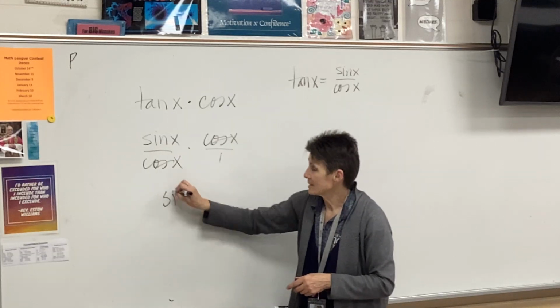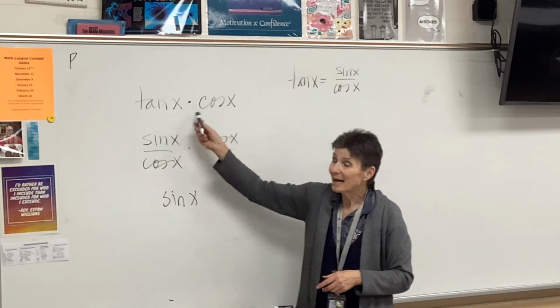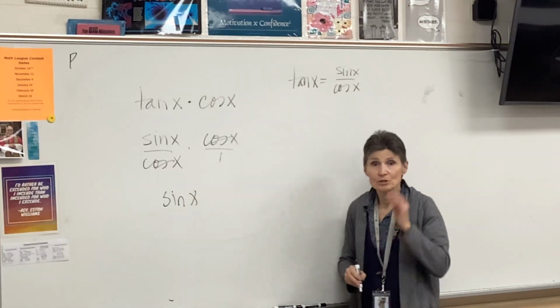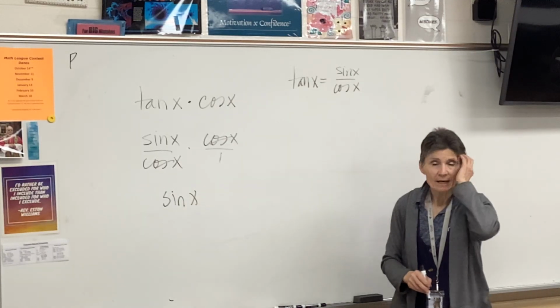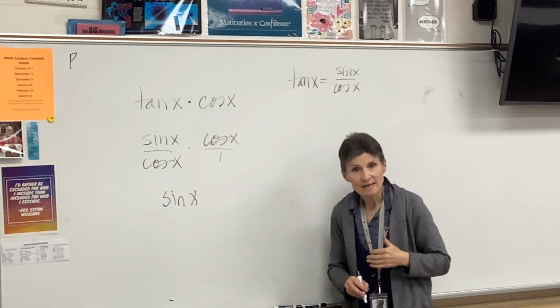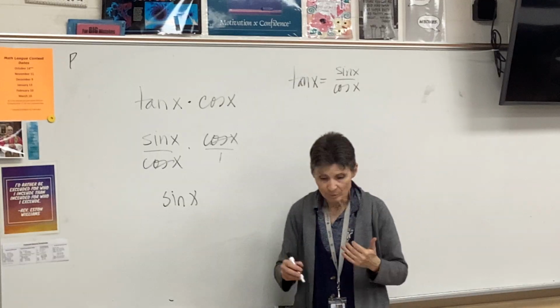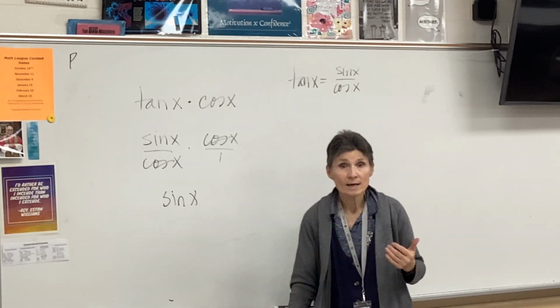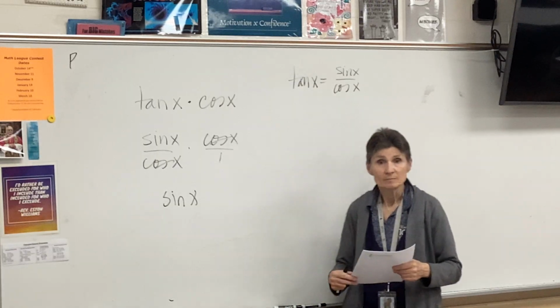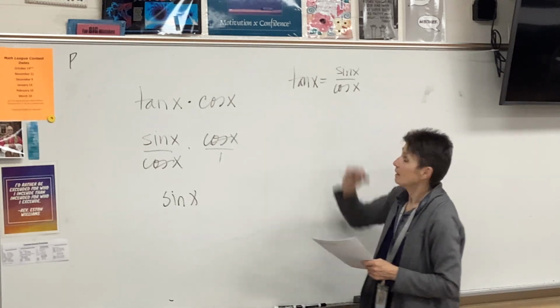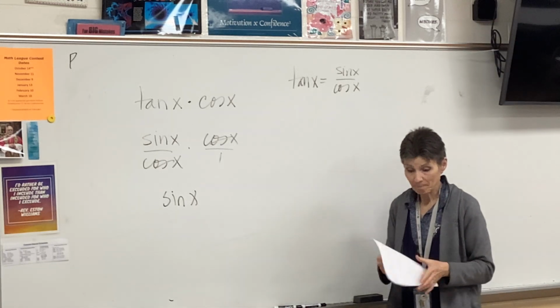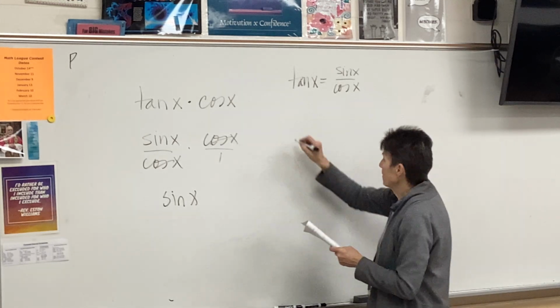So the direction said simplify. That simplifies into sine. How did I do that? I rewrote the tangent in a way that I can cancel. That's another way of thinking about tangent. All right, let's try B.